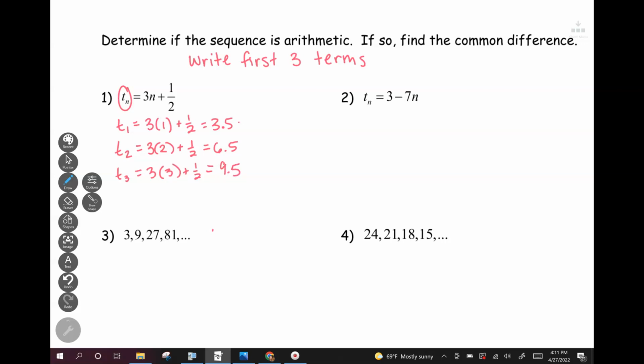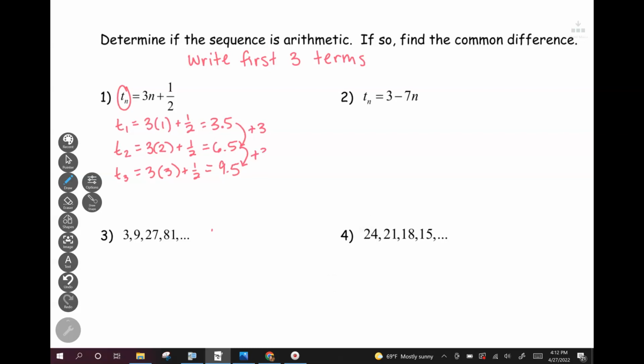Okay, so to get from term 1 to term 2, what do I have to do? Add 3. To get from term 2 to term 3, again, we just add 3. So it looks like this one is arithmetic since I'm adding 3 each time. So D equals 3, and yes, this is arithmetic.